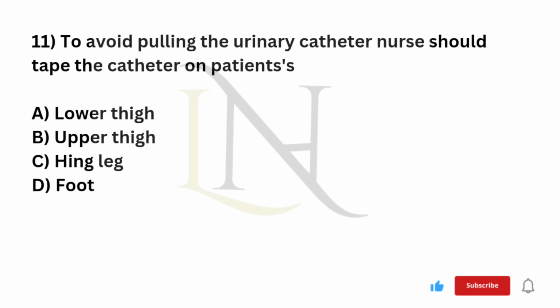Next, to avoid pulling the urinary catheter, nurse should tape the catheter on the patient's option A, lower thigh, option B, upper thigh, option C, hind leg, option D, foot. Answer is option B, upper thigh is the correct place to tape the catheter. Next MCQ.